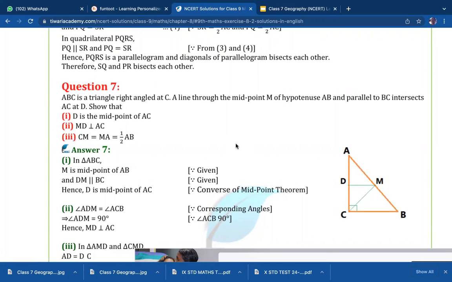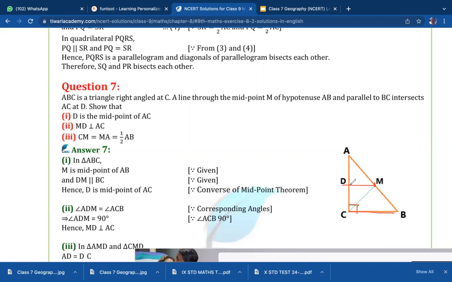Let me read the 7th question. ABC is a triangle, right angled at C. So the right angle is angle C. A line is drawn through the midpoint M of the hypotenuse AB and parallel to BC. This line is parallel to BC. It intersects AC at D. Show that D is the midpoint of AC.